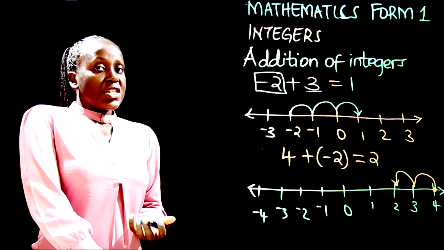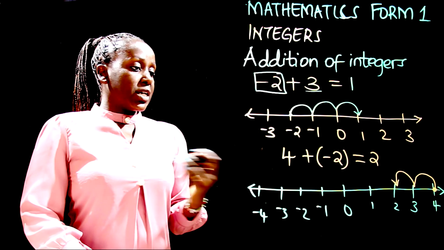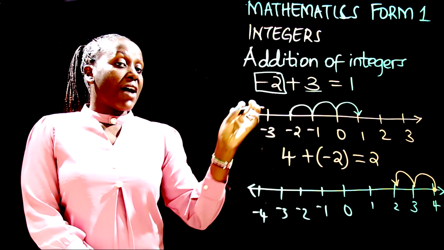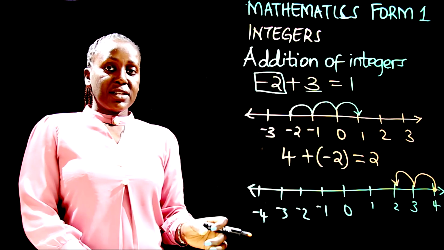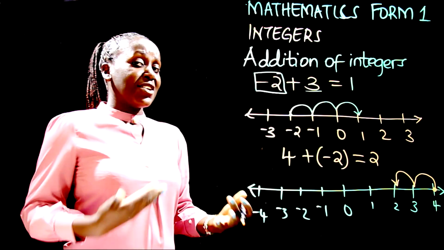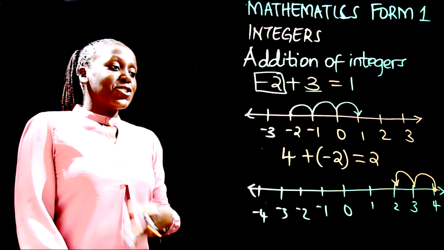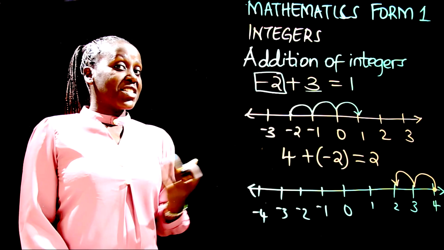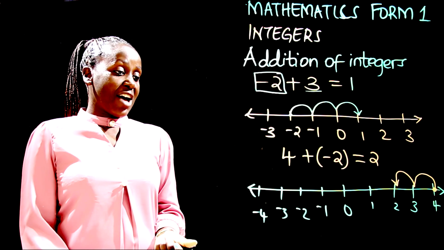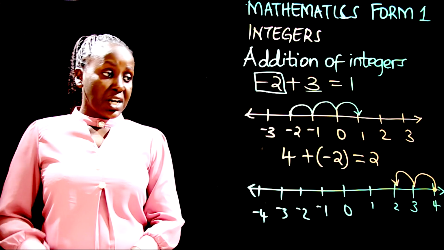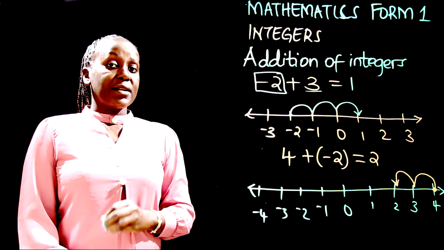Now, what if you reasoned this out? How would you do it? So you have 4 shillings with you, then you have a debt of 2 shillings. You pay 2 shillings and then you remain with how much? You remain with 2 shillings. So which method do you prefer? Using the number line or just reasoning out? Now you need them both because some questions are very specific and they require you to use the number line.